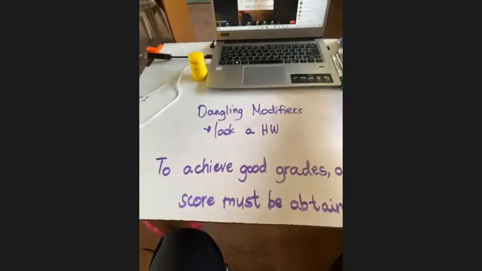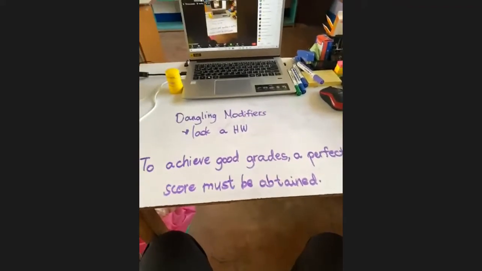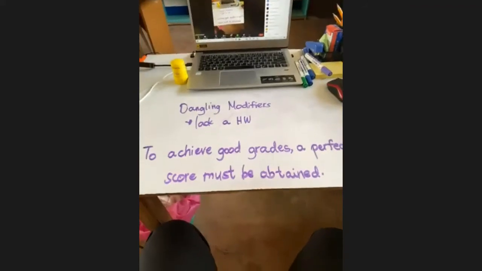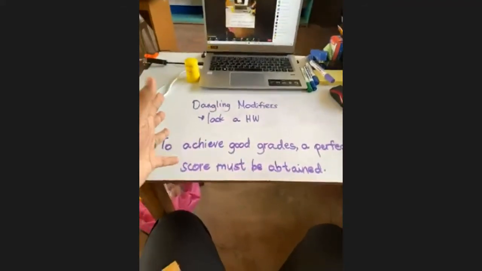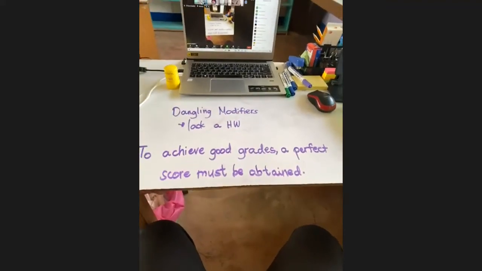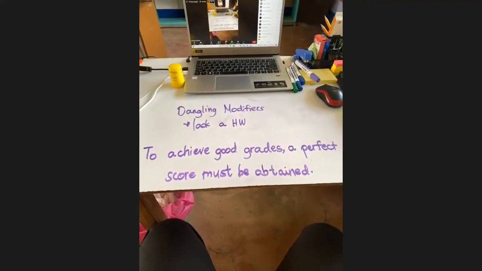Wait, I'm still writing the sentence. Here's your sentence. To achieve good grades, a perfect score must be obtained. Here's the danger with dangling modifiers. If you simply look at the sentence as it is, more or less the sentence appears to be correct already. You look at that. To achieve good grades, a perfect score must be obtained.